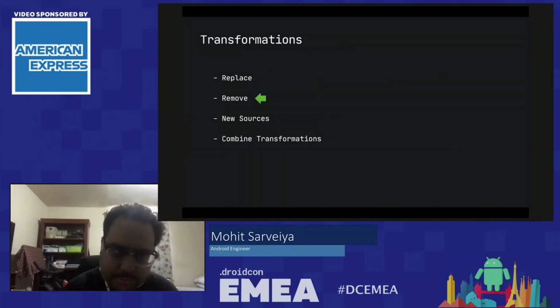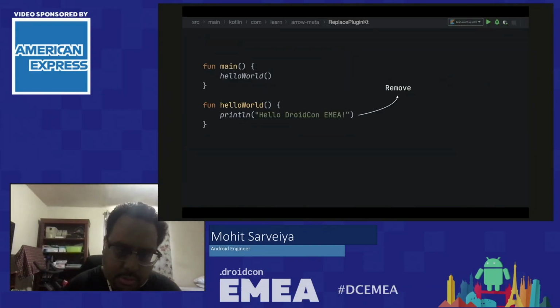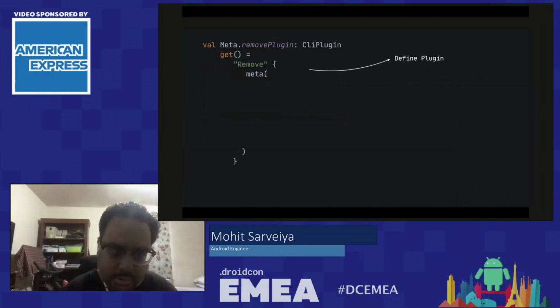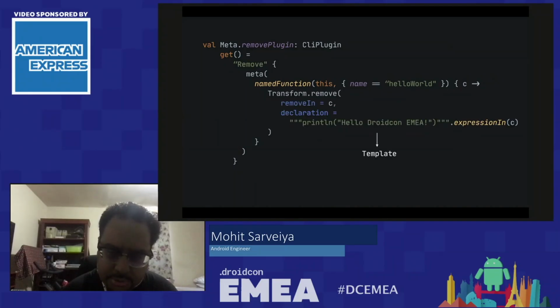We looked at how to replace transformations. Let's look at a remove transformation. So, when I wrote the plugins that I wrote, the way we found elements was we found a function that we wanted to do a transformation on. We could also find classes, objects, etc. So suppose I want to do a remove transformation and remove this greeting from my function. So similarly to before, I'm going to define my plugin object, and in the meta method, I'm going to say find a function which has this name hello world. And when you have found it, I want to do this transformation called remove. I'm going to remove in this function this expression over here.